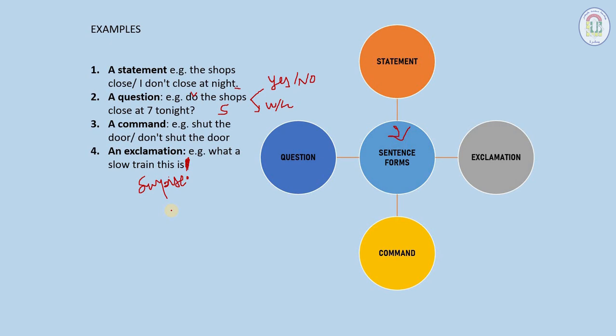So these are normally the different sentence forms. They can be statement, which is declarative, exclamative sentence, it can be imperative, command, and it can be interrogative, which is a question.